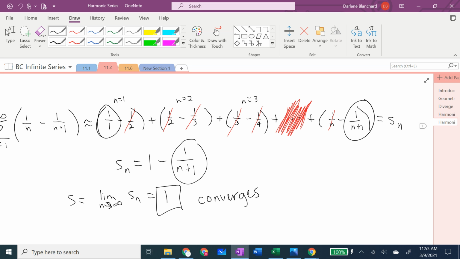Did someone have a hand up? Yeah, I was just wondering, for this, when you say converges, do you have to say converges by the geometric series test or something? With this one, it actually converges by definition, because the definition of converge is that the limit as n approaches infinity of the nth partial sum exists.